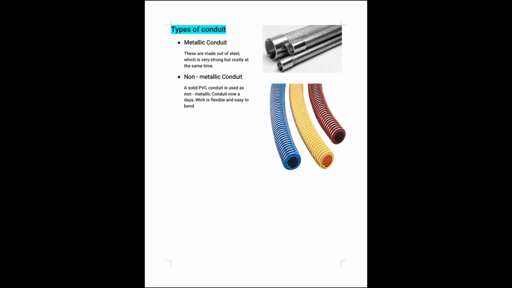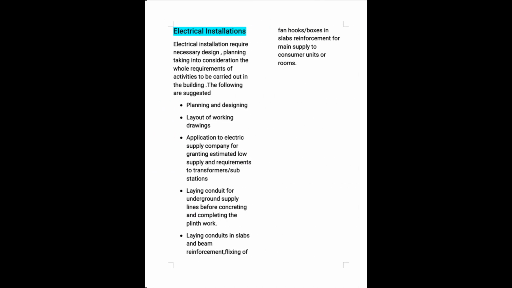Types of conduit. Metallic conduit. These are made out of steel, which is very strong but costly at the same time. Non-metallic conduit. A solid PVC conduit is used as non-metallic conduit nowadays, which is flexible and easy to bend.